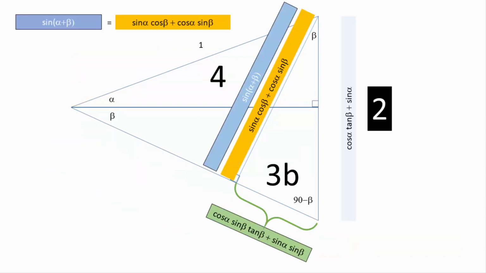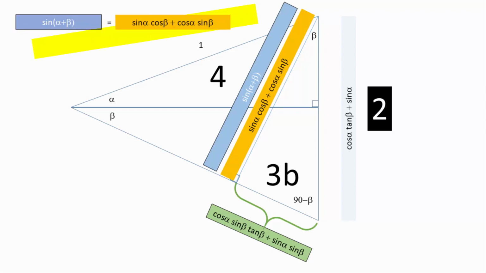Now returning to the fact that we've determined that side 2 is cosine alpha tangent beta plus sine alpha, we can use that as the hypotenuse of this right triangle and determine that side 4 would simply be side 2 times cosine of beta, which is to say that side 4 is cosine beta times the quantity cosine alpha tangent beta plus sine alpha. And as we earlier determined that side 4 would in fact be the same as sine alpha plus beta, we see that we have another identity, specifically sine alpha plus beta would be equal to sine alpha cos beta plus cos alpha sine beta.